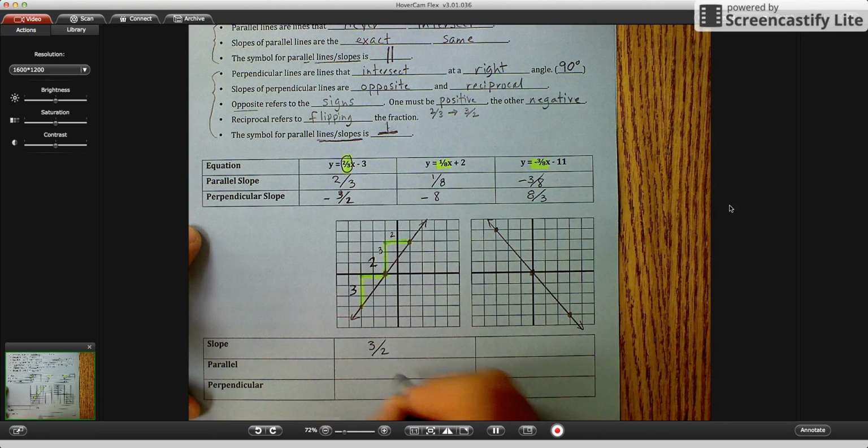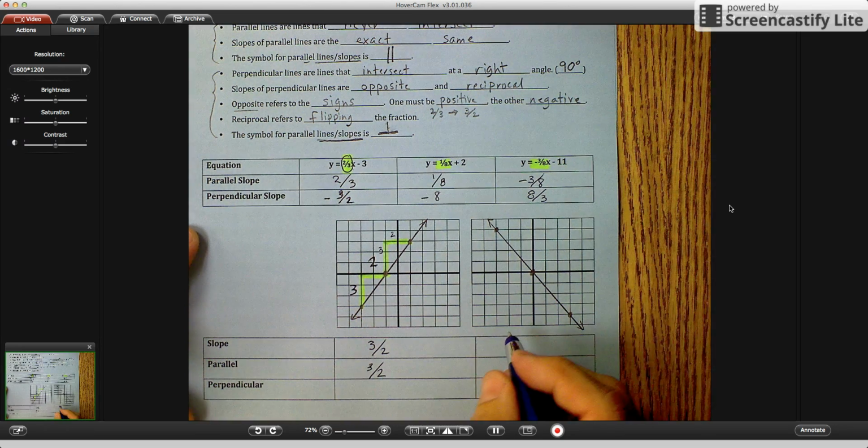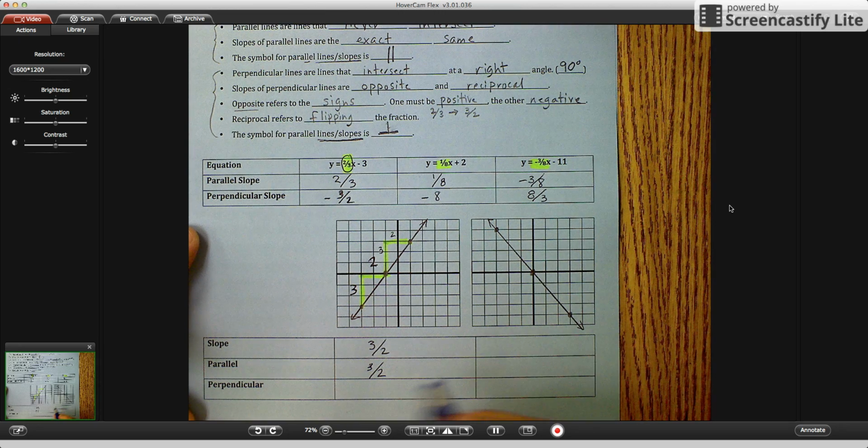Our parallel slope has to be the same, so it would be 3/2. And then our perpendicular slope would be opposite. So instead of 3/2, it would be opposite, so negative. And then the flipped reciprocal fraction is 2/3.